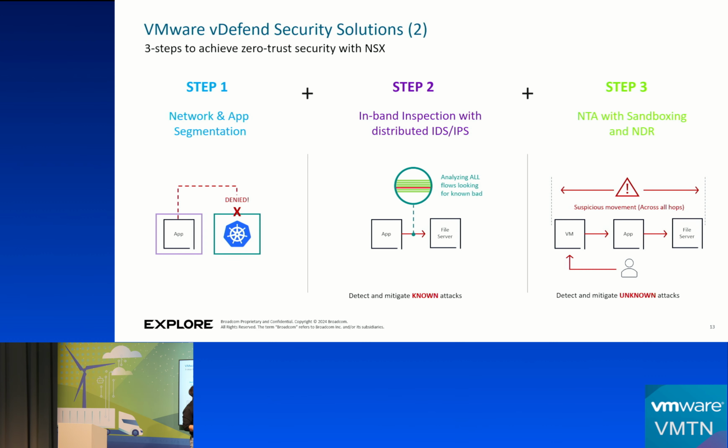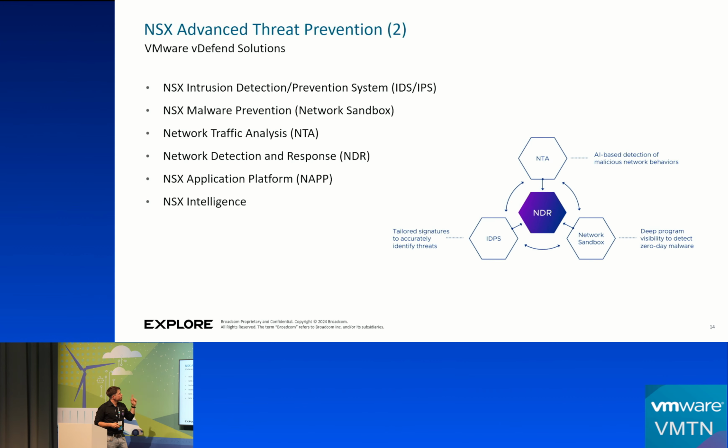Step 3, and then we talk about the NTA and sandboxing and NDR solutions. And those solutions are protecting you from unknown things, with both local analysis and cloud analysis. So all suspicious movement will be detected. So these are all these features, but a really important feature here that runs on top for those ATP services, Advanced Threat Prevention, is NSX Application Platform.